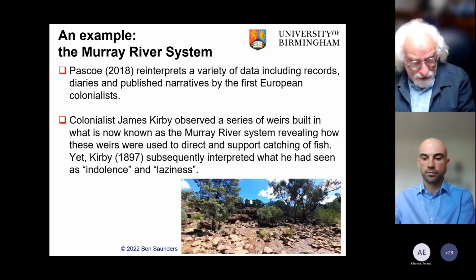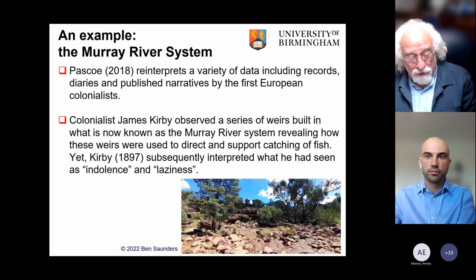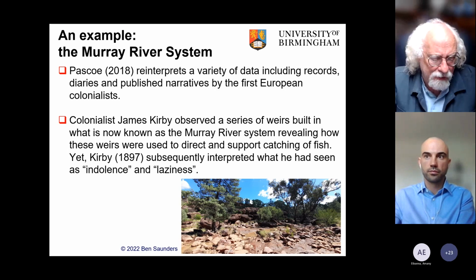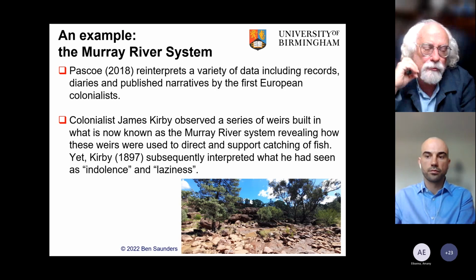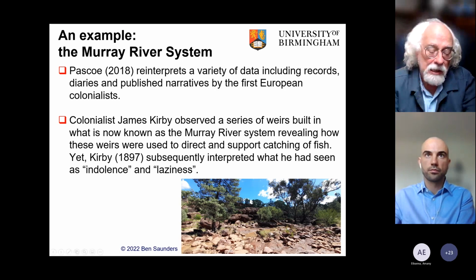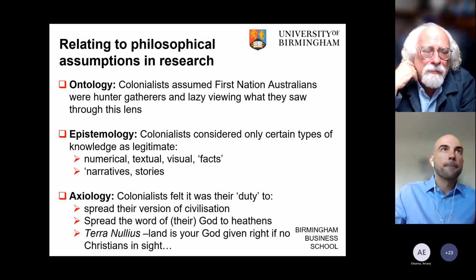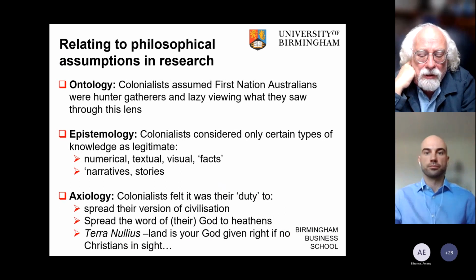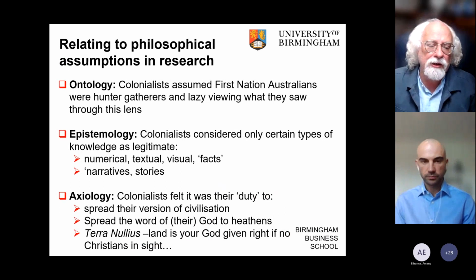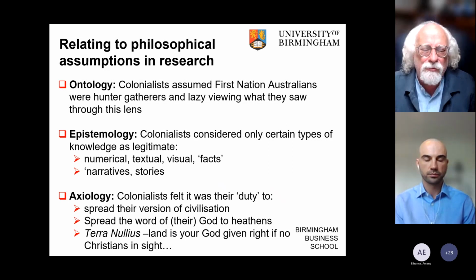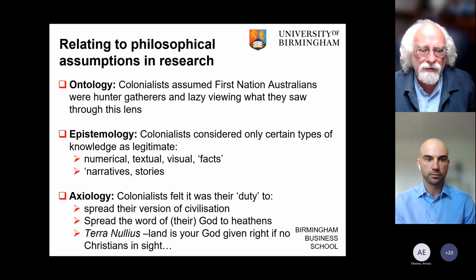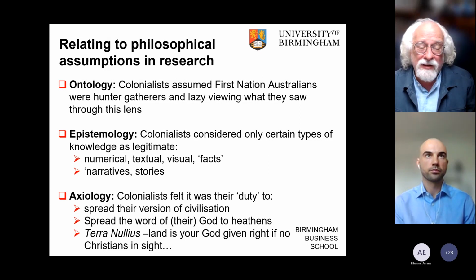And we get into a big discussion about this, even in large lecture theatres. So where does this leave us on relating to philosophical assumptions in research? We'd have the penultimate slide. The first thing is, if we look at ontology, the colonists assumed First Nation Australians were hunter-gatherers and lazy, viewing what they saw. And yet that's not the case.